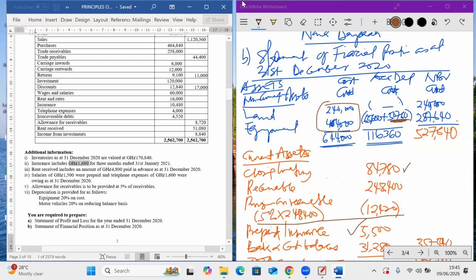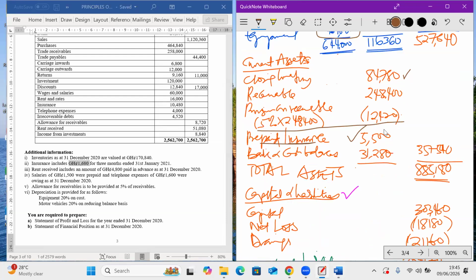You deduct it. What do we do to prepayments? We less from the expense, then we take it to the current assets. Prepaid insurance, we go and add it. Prepayments, we subtract, we add. Rent received includes an amount of 4,680 in advance. So they paid 4,800 in advance. You go and subtract from the rent received, and add it to the prepaid rent. So I'll have prepaid insurance, now I'll have prepaid rent. I'll put them there because it belongs to another year.